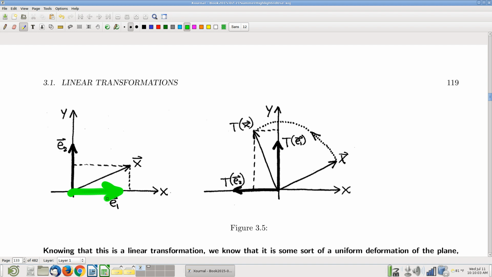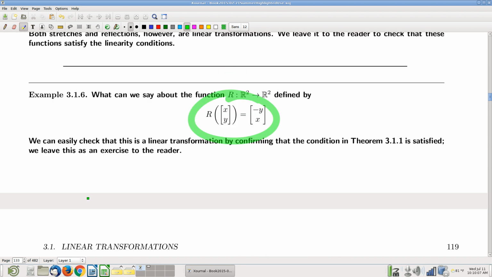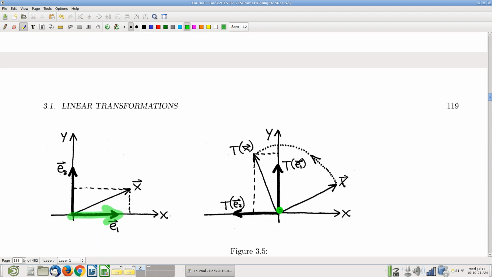What happens to E1? Keep in mind, E1 is (1, 0). So if I plug in (1, 0), well, the image is (-0, 1), otherwise known as (0, 1). And so its image is that.